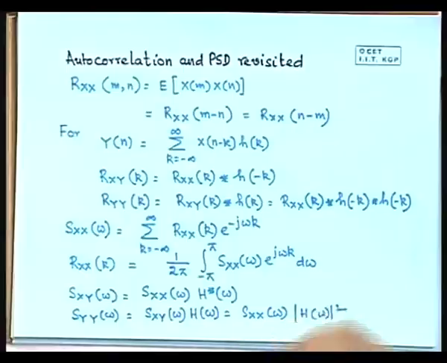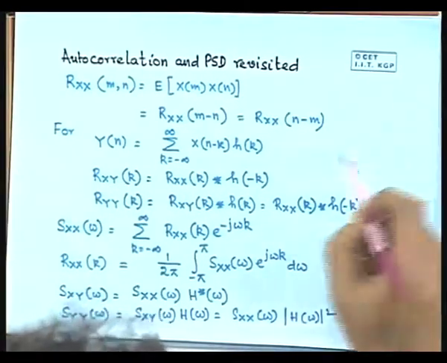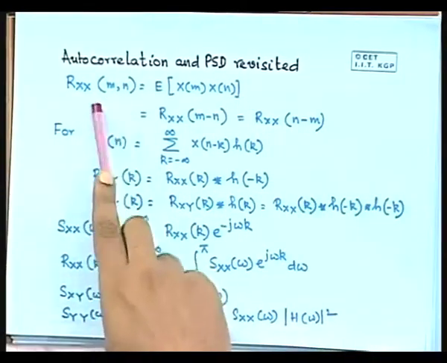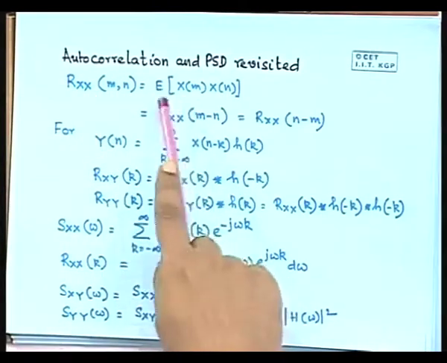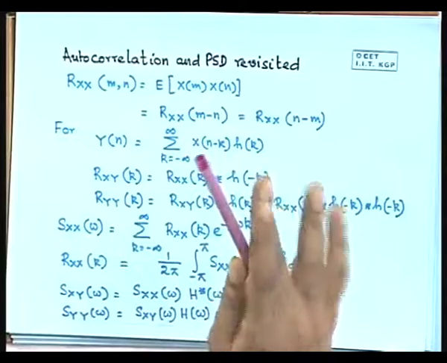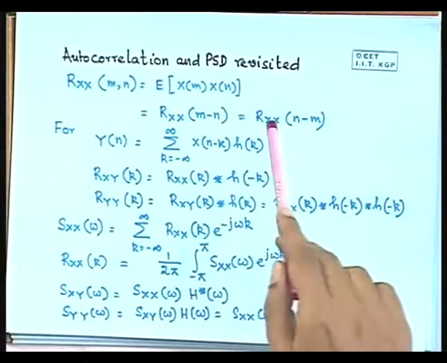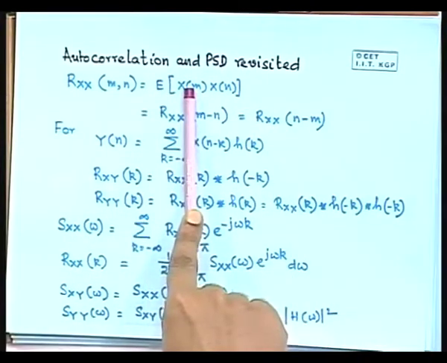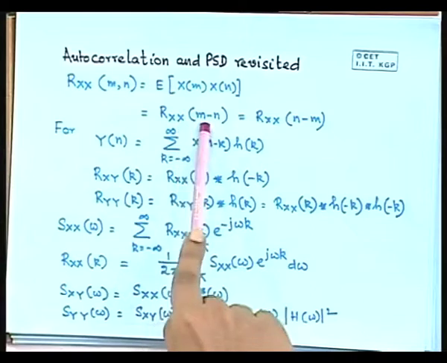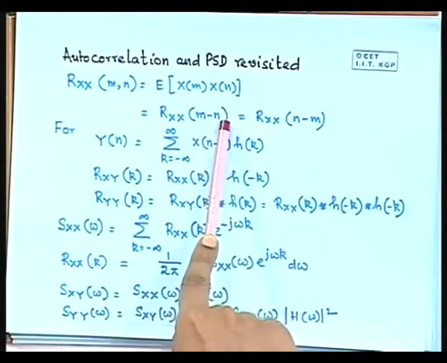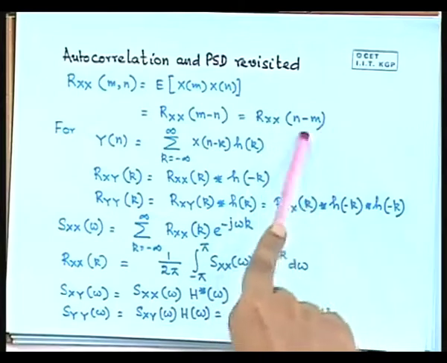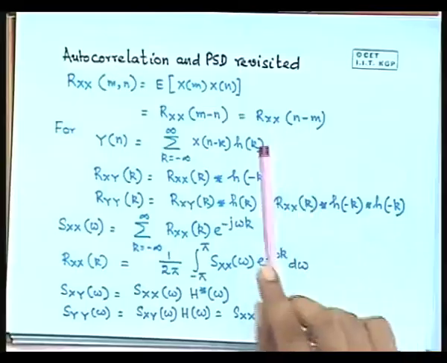So we'll just once review the autocorrelation and PSD. These are all well known. That is, the autocorrelation is defined as Rxx(m,n) for a general process as the expectation of X[m] into X[n]. We are talking about real processes, so there is no complex conjugate involved here. Everything is real. If the process happens to be wide sense stationary, then the correlation depends only on m minus n, and obviously you can exchange the arguments; m minus n and n minus m are the same. So this is the case.